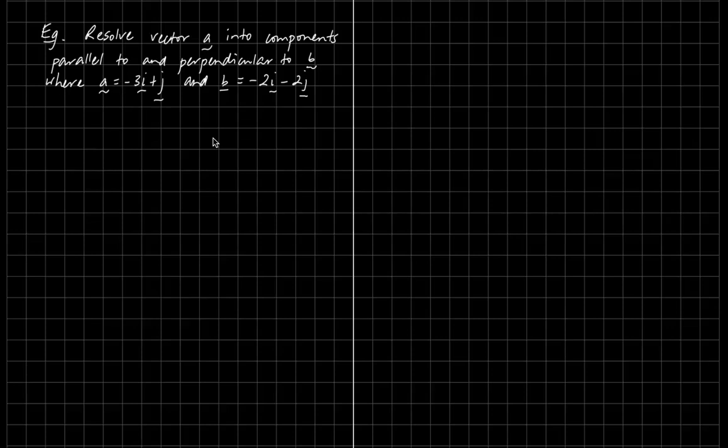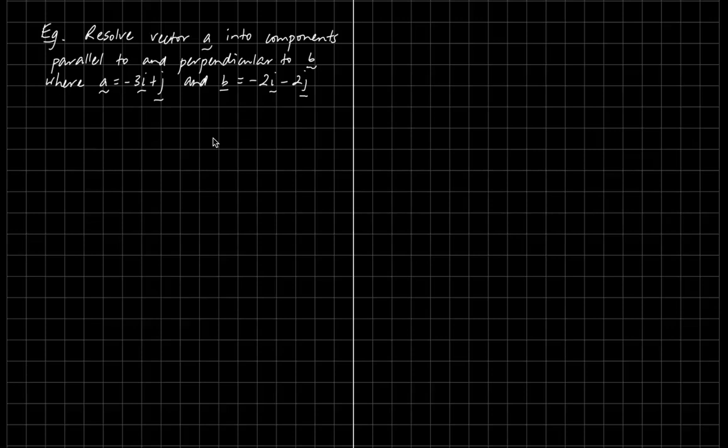In this video I'm going to do an example using my result that I've got for vector projections or vector resolutes. So here's my example: resolve vector A into components parallel to and perpendicular to vector B, where A is negative 3i plus j and B is negative 2i minus 2j.